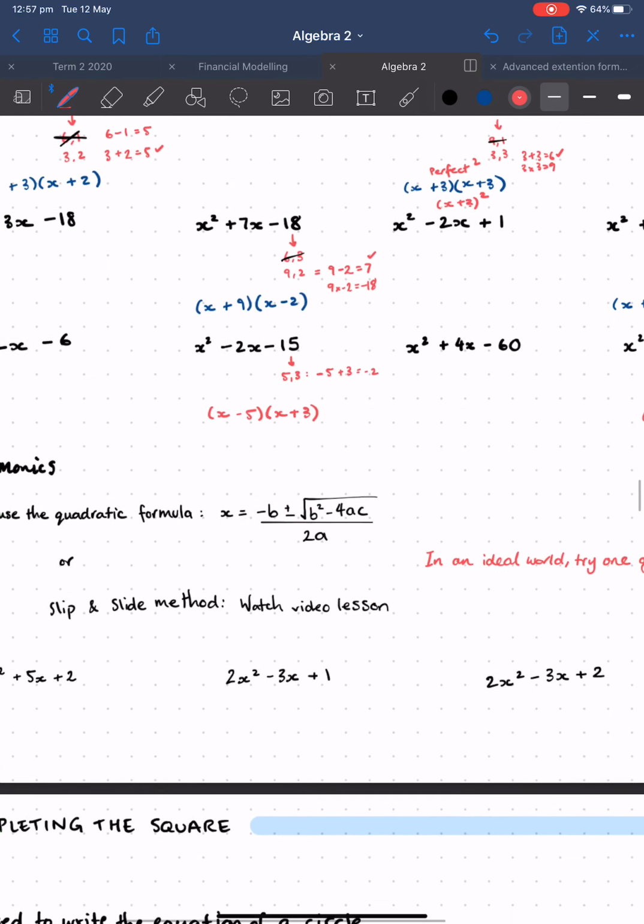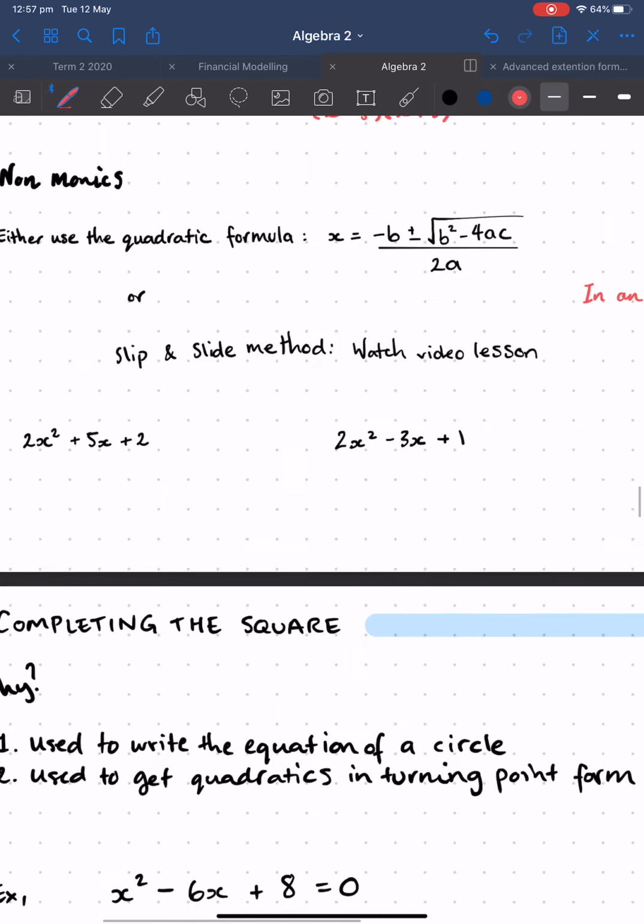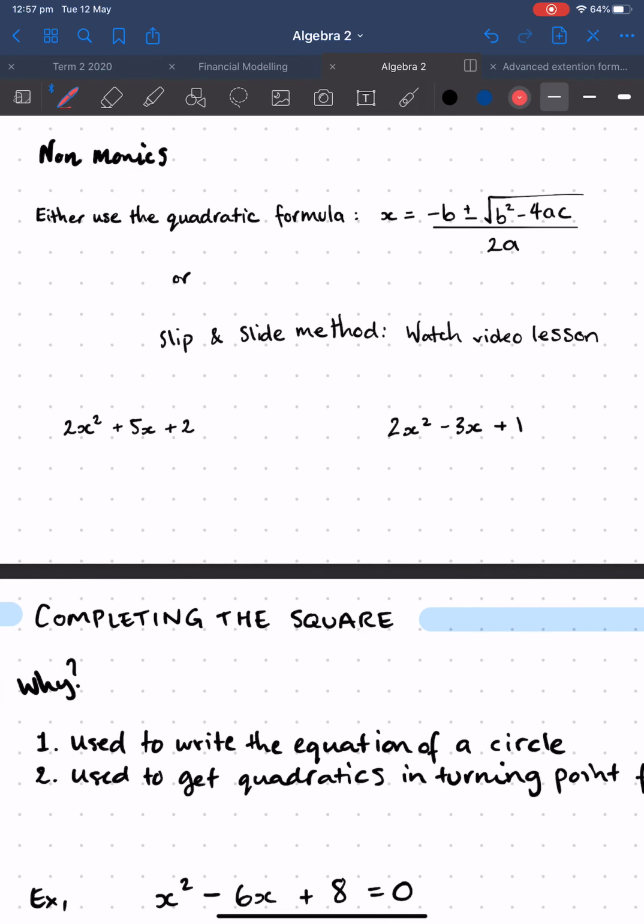Okay, now the non-monics part. If you are clocked out, leave it. All right, stop there, focus on those 2 skills. Non-monics is something we can teach you in year 11 if you choose to do extension. Okay, but if you're sticking with me, we've got 2 methods here.